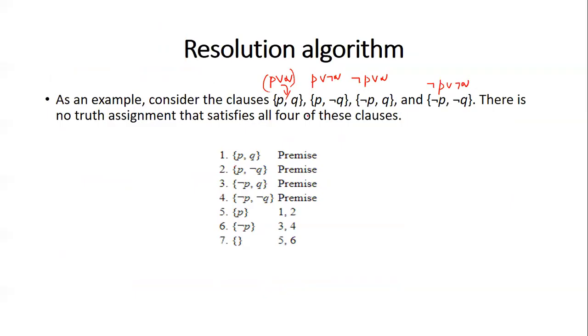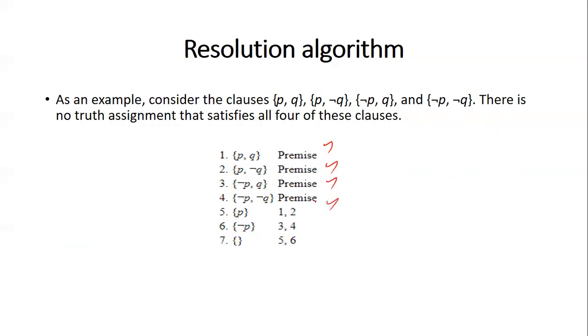The question is, if you apply any value for P and Q, there will not be any particular combination of values for P and Q for which you will get one for all of P or Q, P or not Q, not P or Q, and not P or not Q. That is not possible. That is what we have to prove. So these are the premises: PQ, P not Q, not PQ, not P not Q.